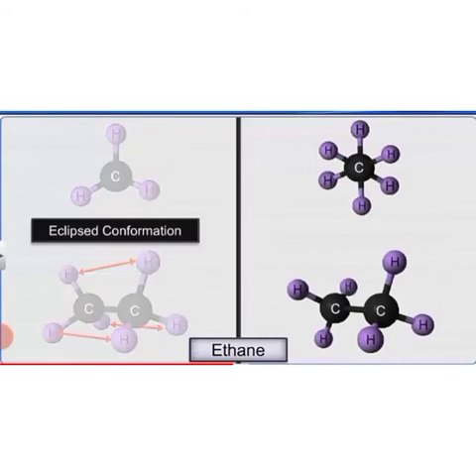The arrangement wherein the hydrogen atoms are far from each other, the three hydrogen atoms and carbon atoms at the back are visible behind the three hydrogen atoms attached to the carbon atom in the front, giving the arrangement a neatly distributed look. And so the arrangement is known as Staggered Conformation.